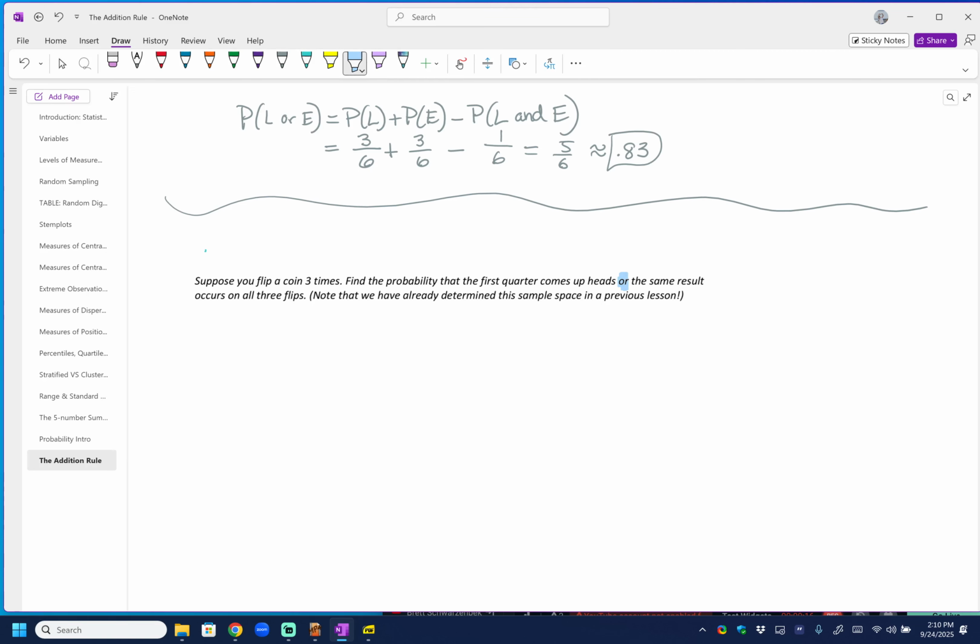So the "or" allows us to determine that we will be using the addition rule here. But this is a slightly more advanced problem, only because it returns to something that we've seen before that requires development of a sample space. So at the beginning of this, it says you flip a coin 3 times. So we're looking for outcomes of flipping a coin 3 times. So let's list those, our sample space.